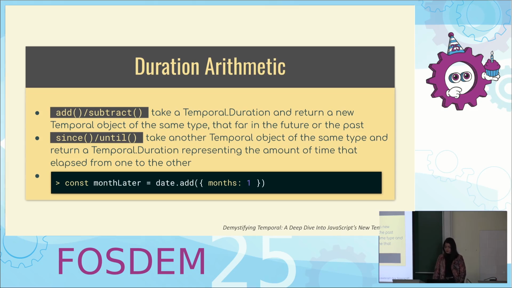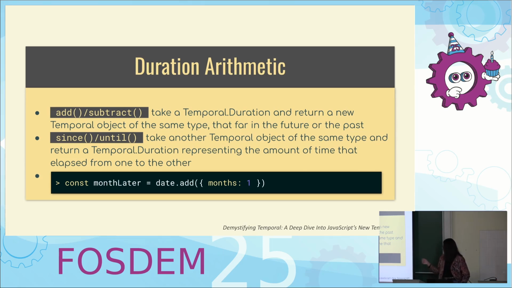So I mentioned duration earlier. We have got two methods called add and subtract. For every temporal type, we can take a temporal duration and return a new temporal object of the same type by adding the duration. And we also have since and until on duration, which represent the time elapsed between two similar temporal types.